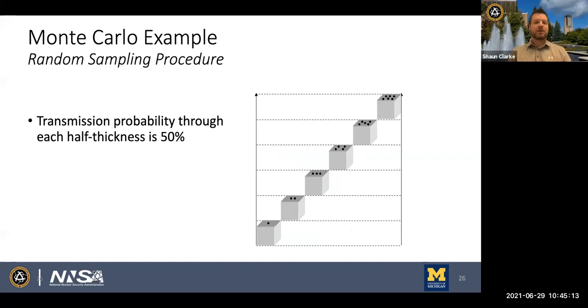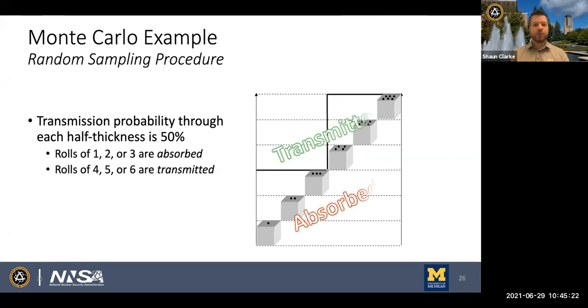So if we know that the transmission probability through every half layer is 50%, we can use the dice as our random number generator. So we can define it, say, okay, we're going to throw the dice to make our random numbers, and any rolls of 1, 2, and 3, we're going to treat that as the particle being absorbed, and any rolls of 4, 5, 6, we'll treat those as the particle being transmitted. So if we were in a real classroom, I would have everybody stand up, and then you would all roll the dice, and any student that rolled a 1, 2, or 3 would be seated. The rest would remain standing. 4, 5, and 6 are transmitted, and then we would do it again and again and again.